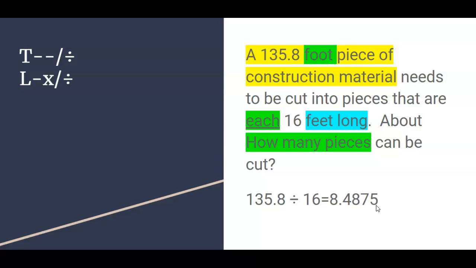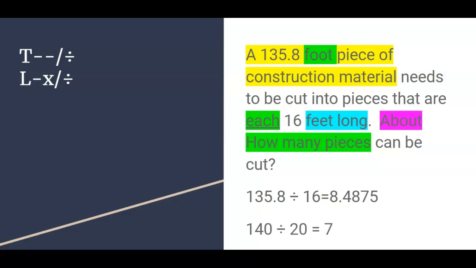However, there is one word that we did not pay attention to. Can anybody guess what that word is? If you guessed "about," you are correct. What does it mean when I see the word about? You are correct. It means that I need to estimate. Okay, so I don't want this as the real quotient. I want my estimate. So I'm going to use compatible numbers.